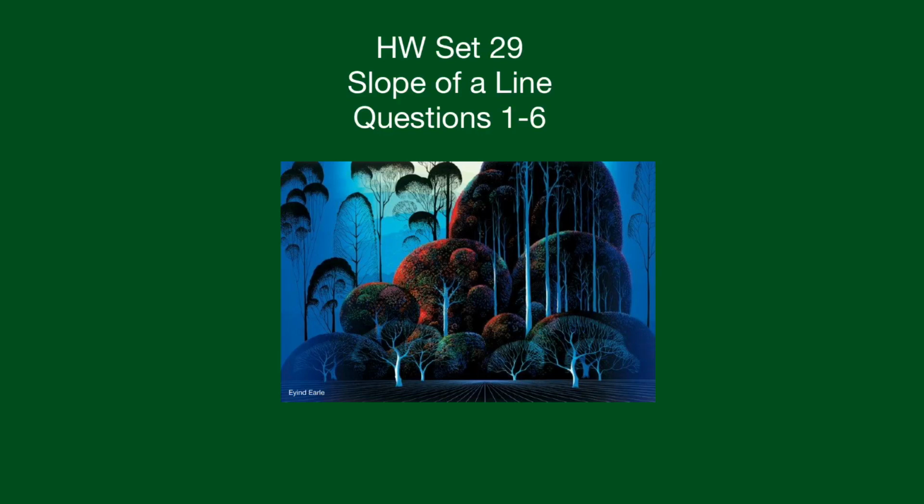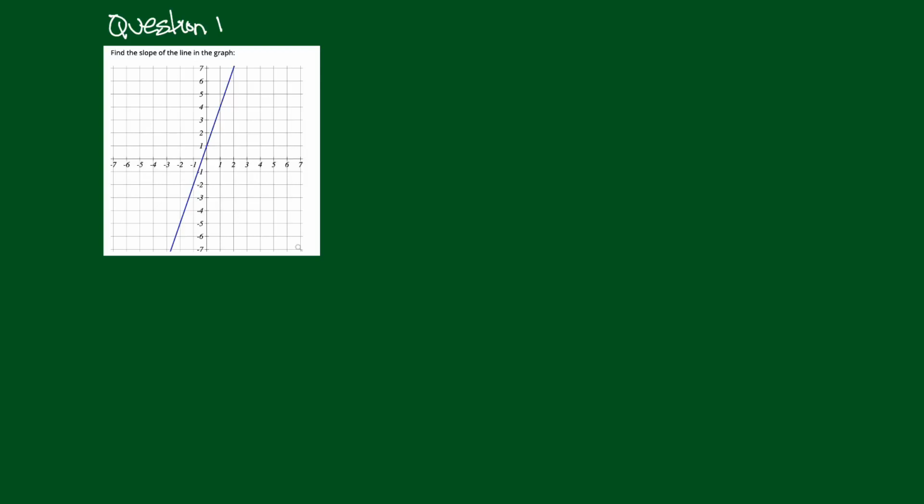This is homework set number 29, slope of a line. Question 1 asks us to find the slope of this line, so here's what I'm going to do. I'm going to find a point at which the line intercepts the y-axis, looks like right there, and then I'm going to count horizontal and vertical changes until I get to another point where it intercepts the axis. So I'm seeing one right here, and I'm seeing one right here.